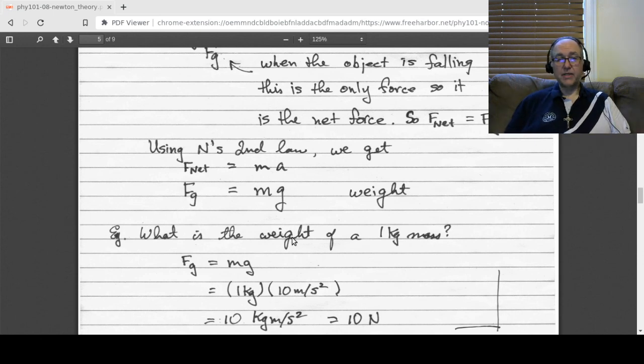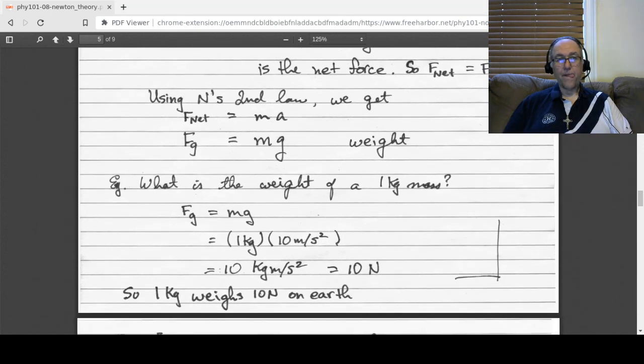Very simple example. You go to the store and you buy that 1 kilogram bag of sugar. If I asked you what is its weight, I'm asking what's the force of gravity on it. Its mass is 1 kilogram, but what's its weight? The weight Fg is equal to mg, like that. Mass 1 kilogram, g is 10 meters per second squared. Multiply the two together and you get 10 kilogram meters per second squared, or 10 newtons. And so you conclude that 1 kilogram weighs 10 newtons on Earth.